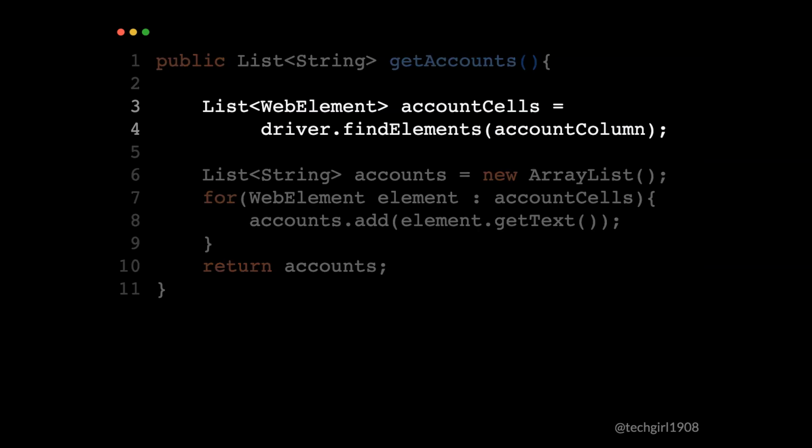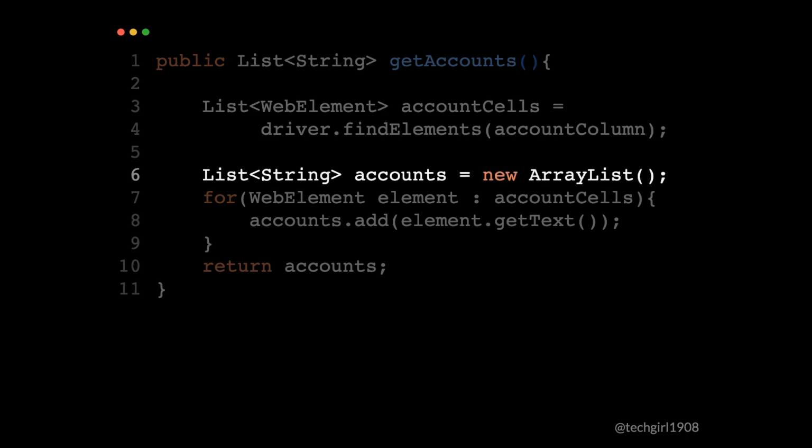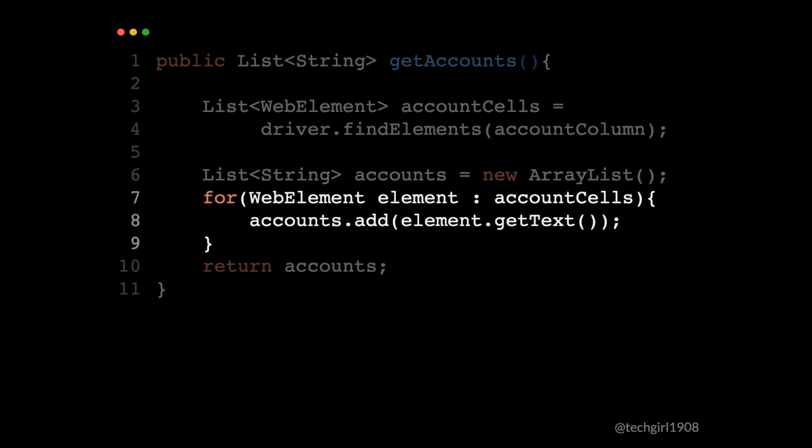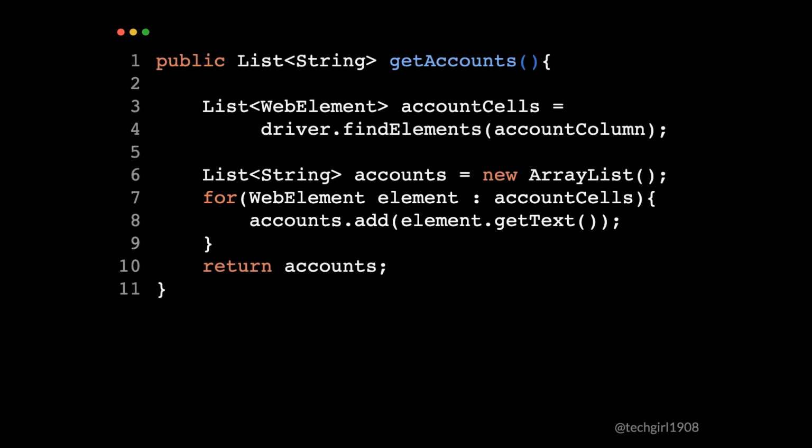We see here it finds all of the account cells and these are web elements. Then it creates a new list to hold just the text of the web elements. So this is a list of strings. To populate that list, we loop through each of the elements from line 3, get their text, and then add them to our new list from line 6. And notice this method needs 2 lists and a for loop. So there's a more modern approach to do this in Java by using the functional programming style.